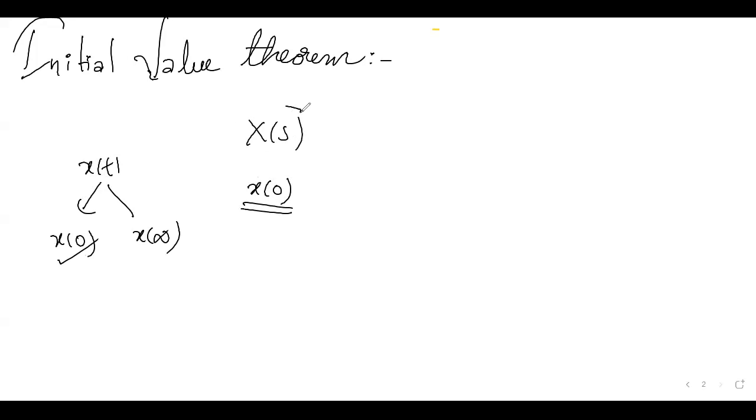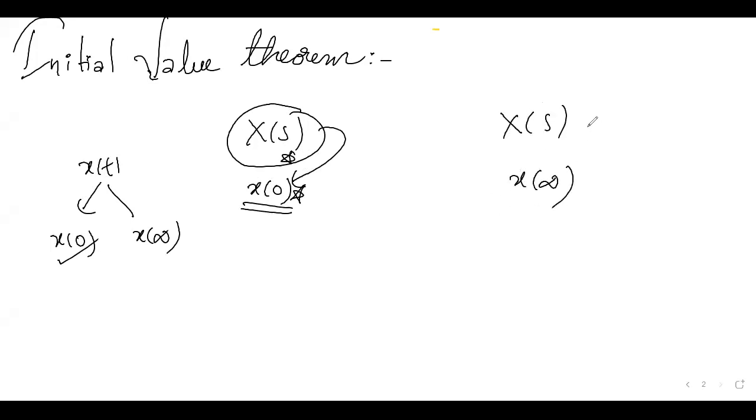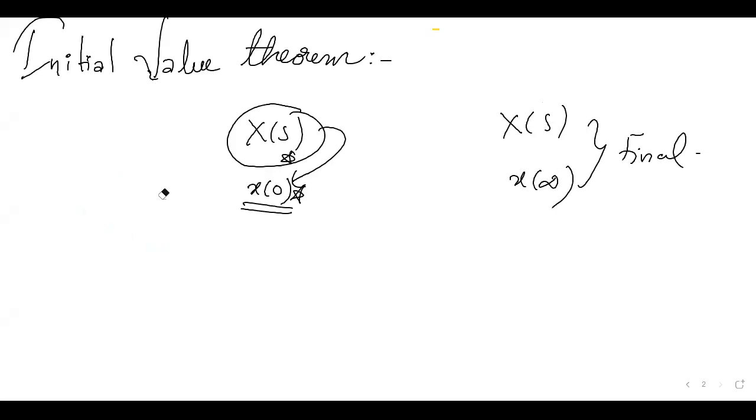Suppose X of s is given to us, directly we have to find x of 0. So the relation between these two functions is given by initial value theorem. Similarly, the relation between X of s and x of infinity is given by final value theorem. These are the two theorems. Important problems are also repeated, as well as state and prove initial and final value theorems. Important question. So let us see the statement first.